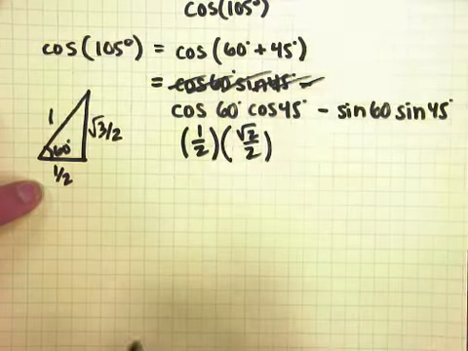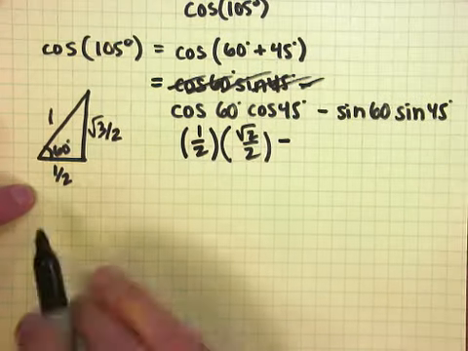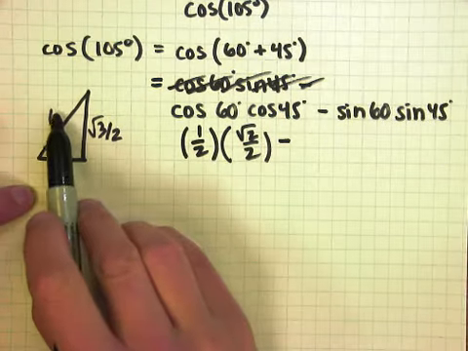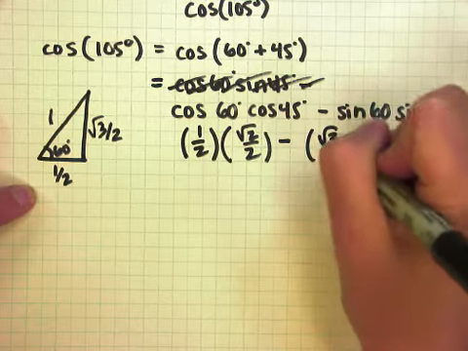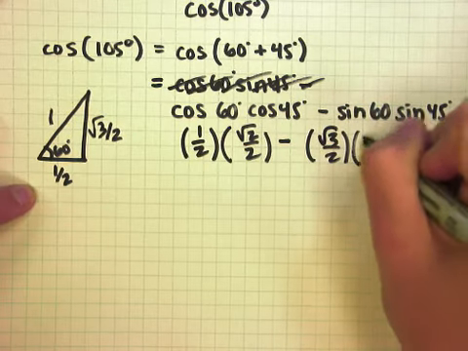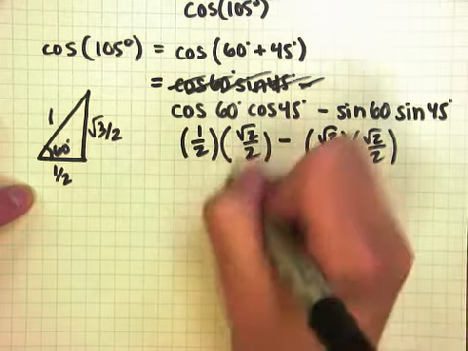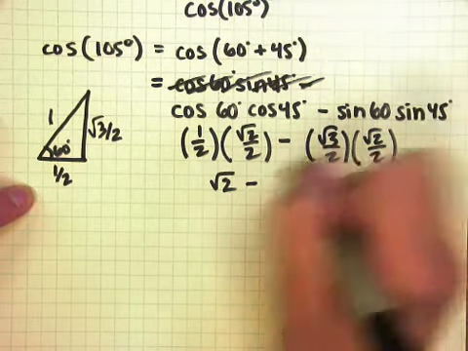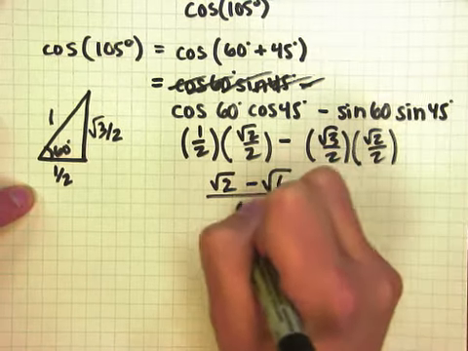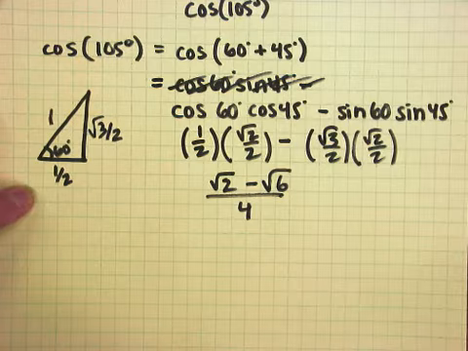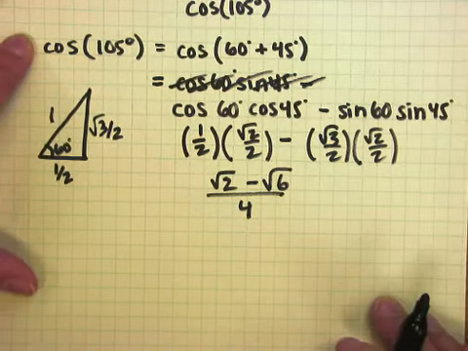I don't have to think about that one. Sine 60 is the opposite over the hypotenuse, so opposite is root 3 over 2. And sine 45 is root 2 over 2. That one's easy. So now I get, let's see, root 2 minus root 6 over 4, because 2 times 2 is 4. Recall, though, that this is just the cosine of 105.